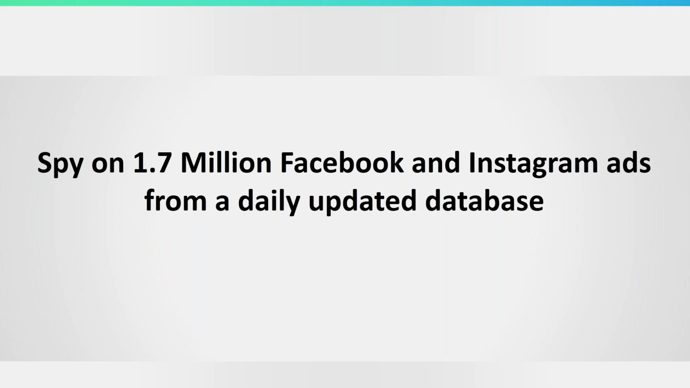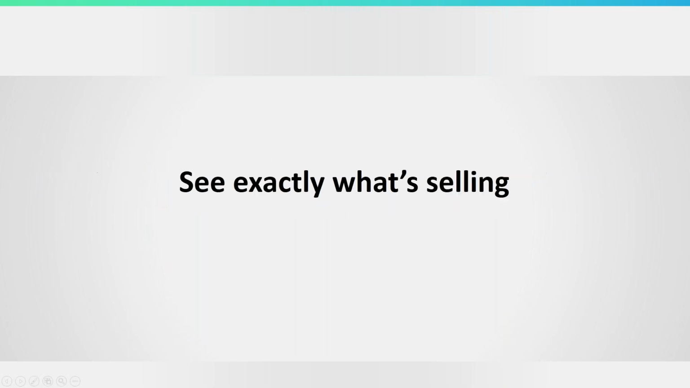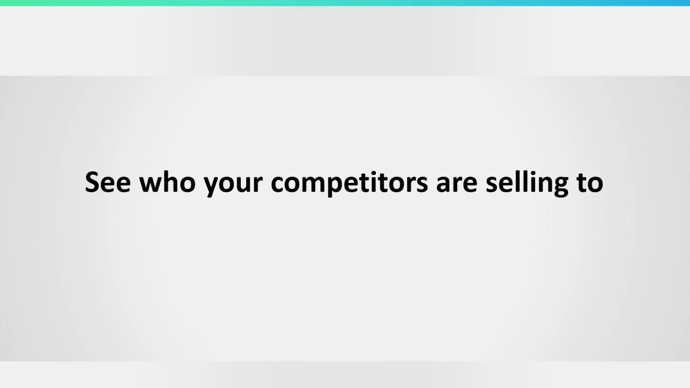But there is an easier way. What if you can spy on your competitors' campaigns and reverse engineer all of their successful ads? That means getting access to over 1.7 million Facebook and Instagram ads, all updated every single day, and know exactly what's selling well and what is not selling well. And also see who your competitors are selling to. Who are they targeting? Who is going to be their audience? And that's what we're going to focus on today. A shortcut means you don't need to spend $50 for every campaign research. You just focus on creating amazing, highly converting ads.